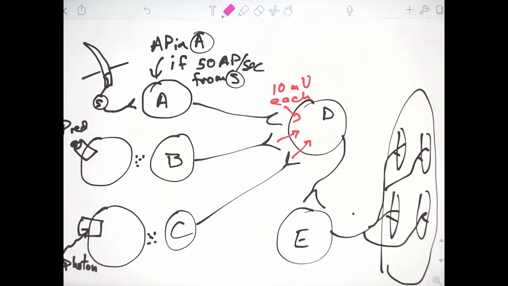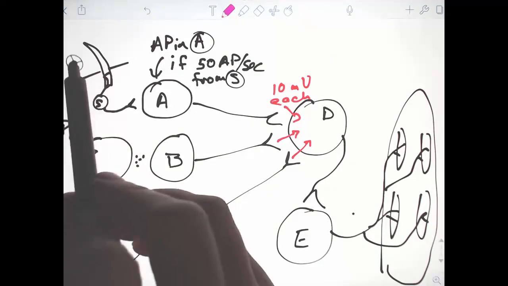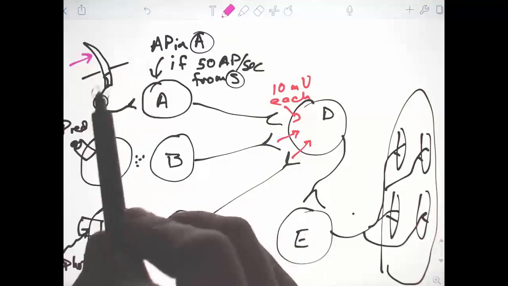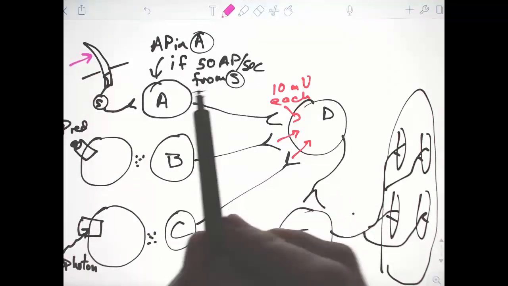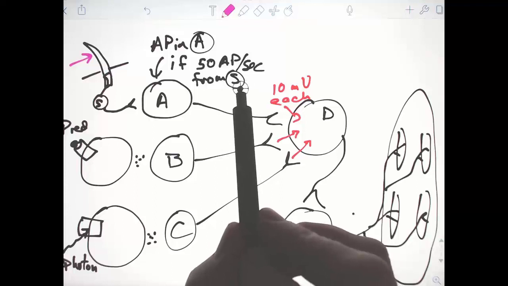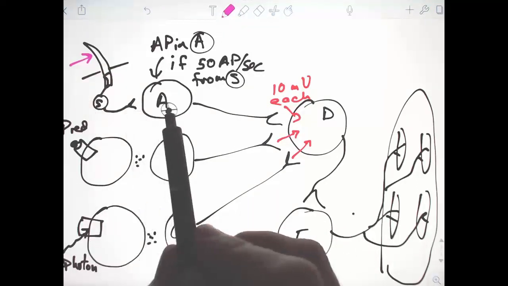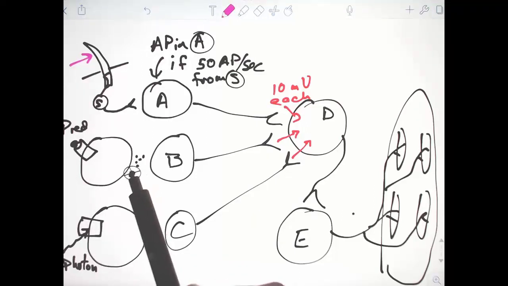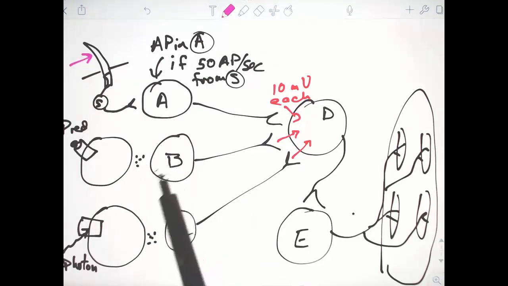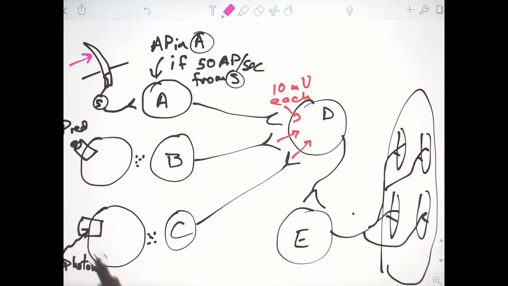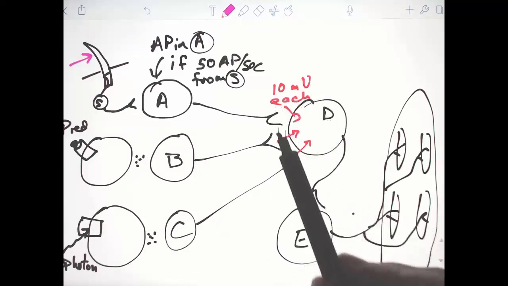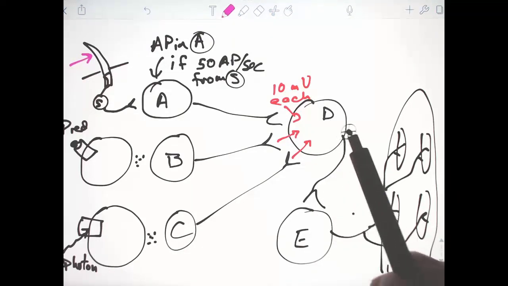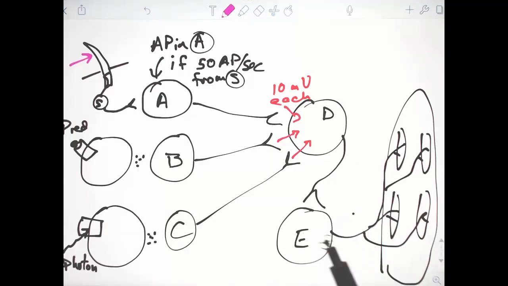Here's the circuit that we had before. We have vibration that's moving that. We have an action potential in A only if there are 50 action potentials per second from the sensory neuron S. The predator compound binding to a G protein coupled receptor causes neurotransmitter release to B, and photons, light, to C. So each does a 10 millivolt depolarization that gets us to -40. We have action potentials in D, contraction of the muscles.